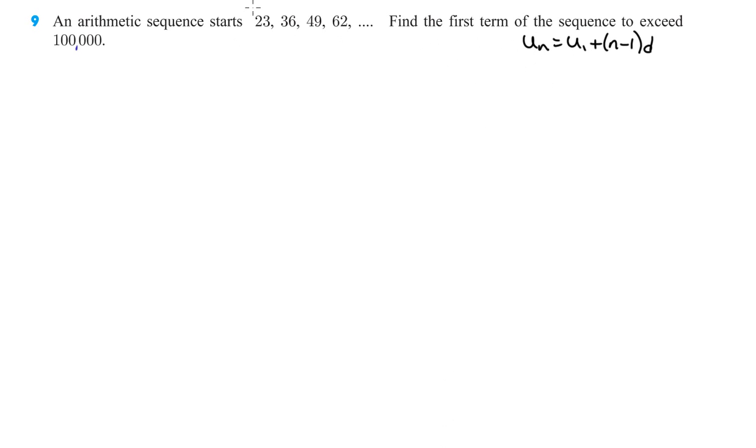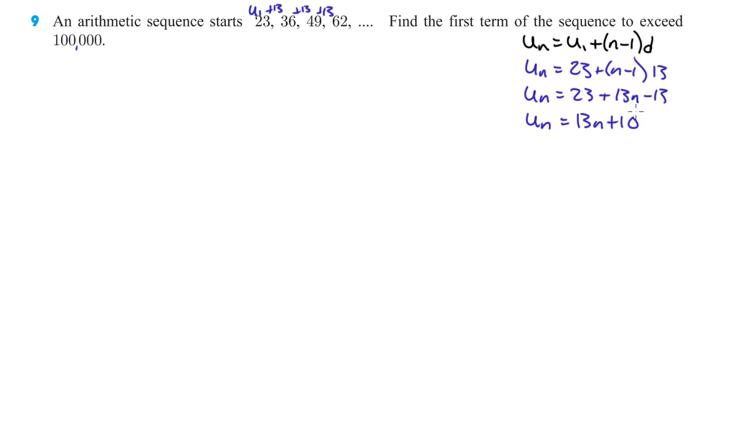So let's fill out what we know. We know that u sub 1 is 23. So we do u sub n equals 23. And let's figure out what the difference is. 23 plus 13 is 36, plus 13 is 49, plus 13 is 62. So it's plus n minus 1 times 13. So u sub n is 23 plus 13n minus 13. So our general term for the sequence here is going to be 13n, 23 minus 13 is plus 10. So this here is the formula for this sequence here, right?